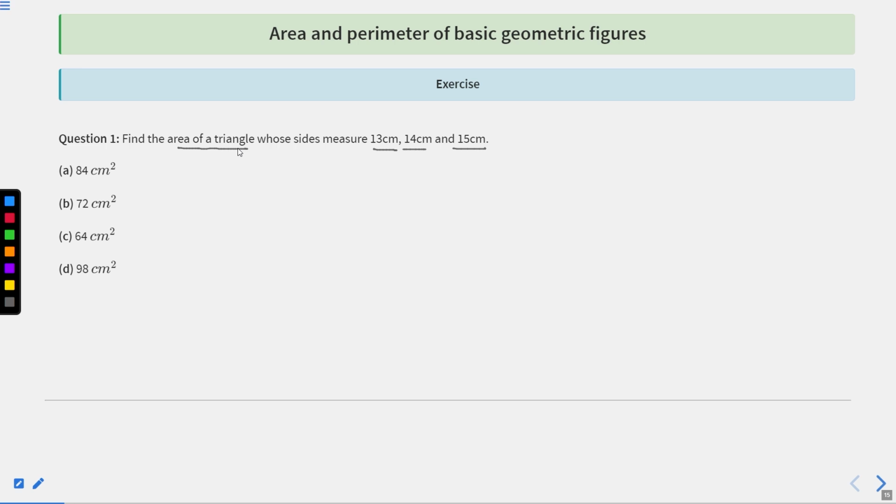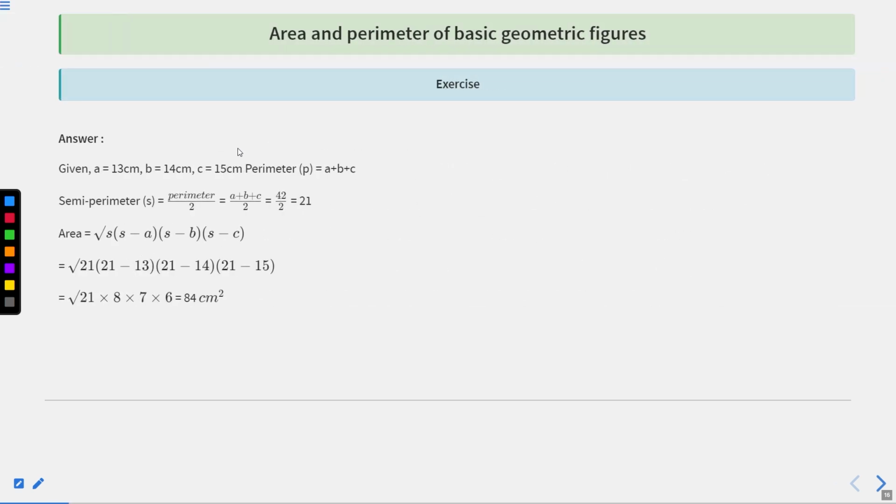If you look closely, we are provided with sides, and which formula deals with the sides of a triangle? Heron's formula is based on sides. So we are going to use Heron's formula here. Let A be 13, B be 14, C be 15. First of all, find the value of S because this is the formula for the area of a triangle and we need S first. To find S, you need the perimeter first. So the perimeter is given by A plus B plus C.